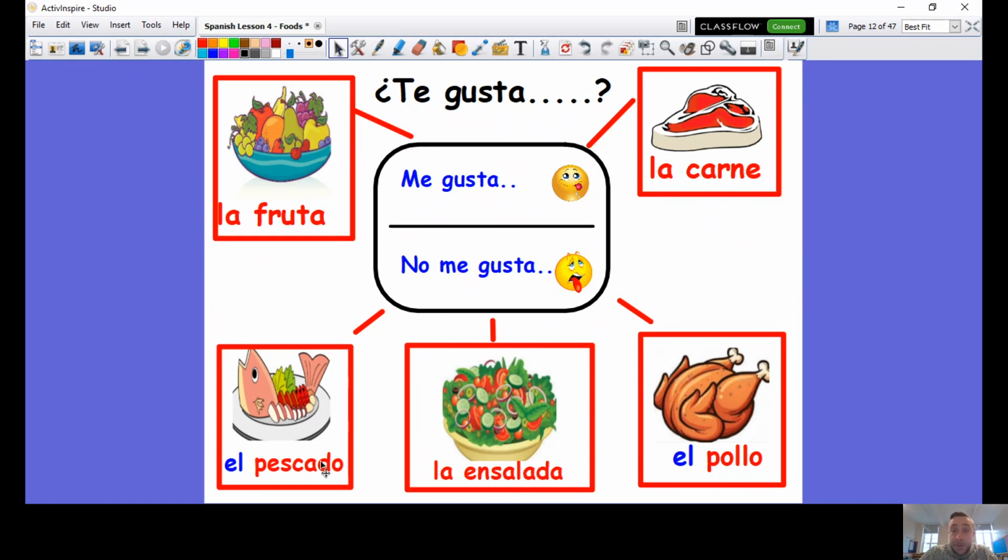Let's find out if you like fish, me gusta el pescado, or if you don't like fish, no me gusta el pescado. ¿Te gusta el pescado? Muy bien. This time you're going to ask me a question, and I want you to ask me if I like chicken. Are you ready? Off you go.